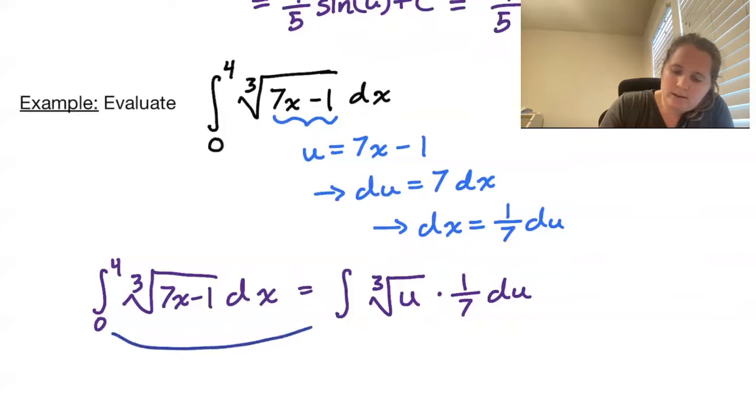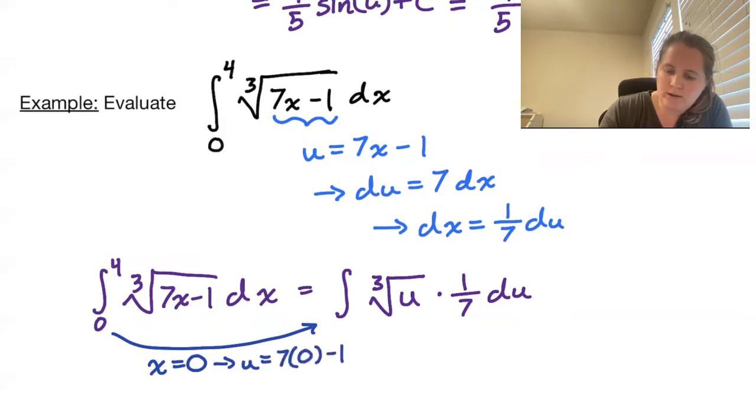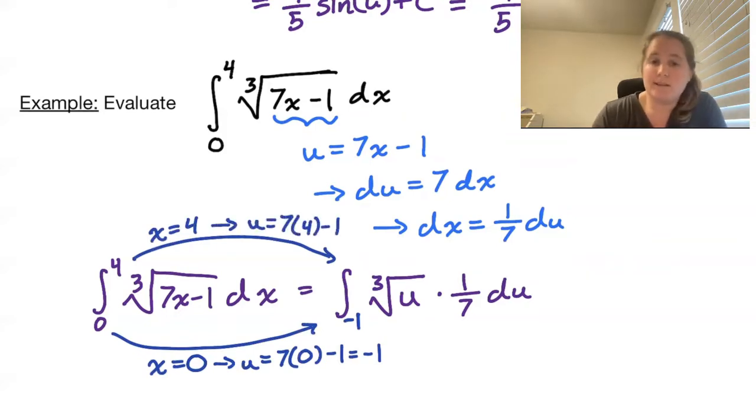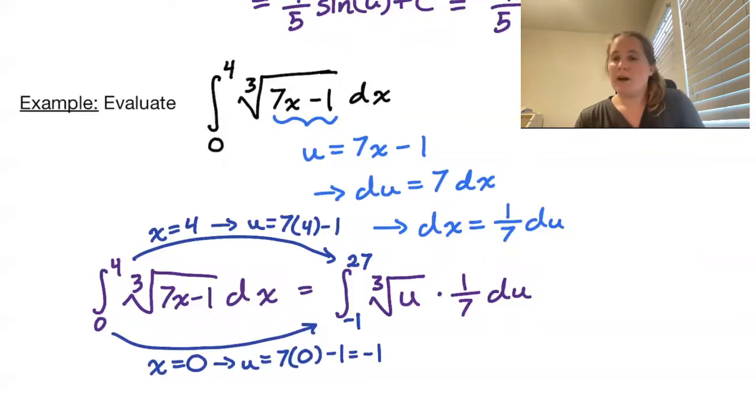So x equals 0 would mean that u is equal to 7 times 0 minus 1, otherwise known as -1. So our lower bound will be -1. X equals 4. Then we're working with u is equal to 7 times 4 minus 1. And that's 27. So our upper bound is 27. So since we've switched to working with du, might as well then also just work with our bounds in u.